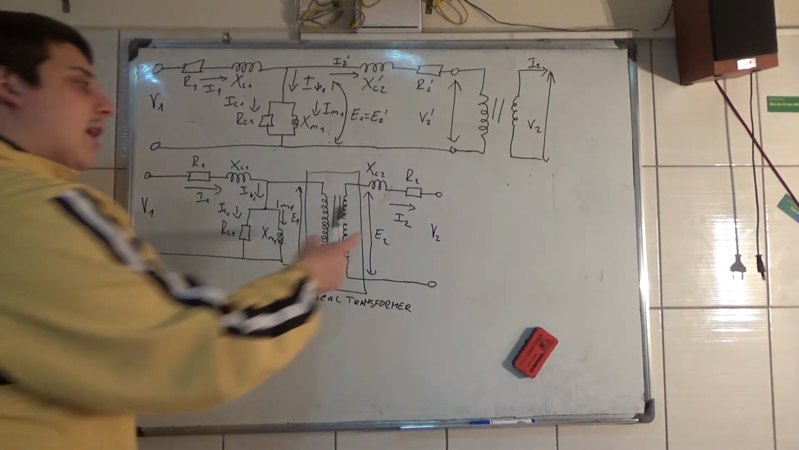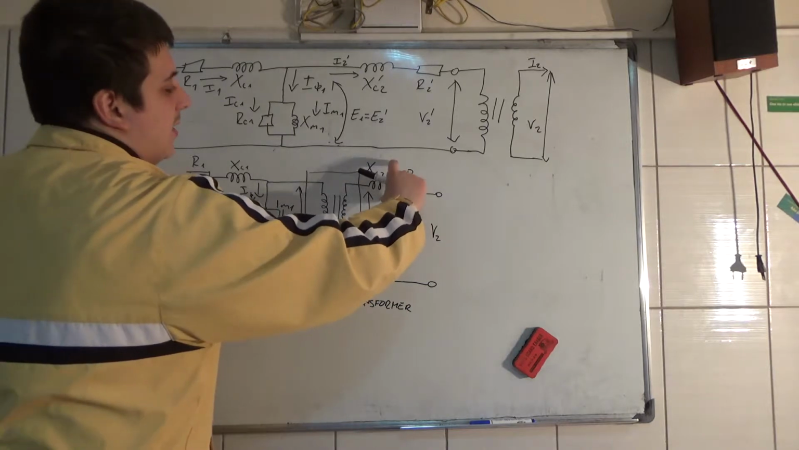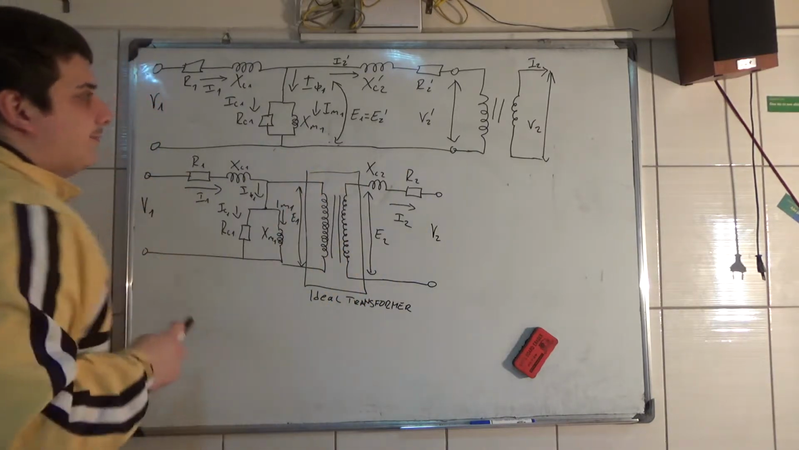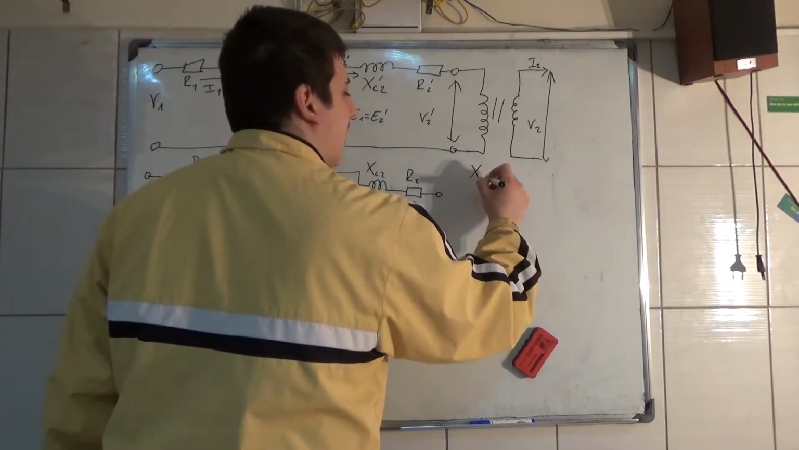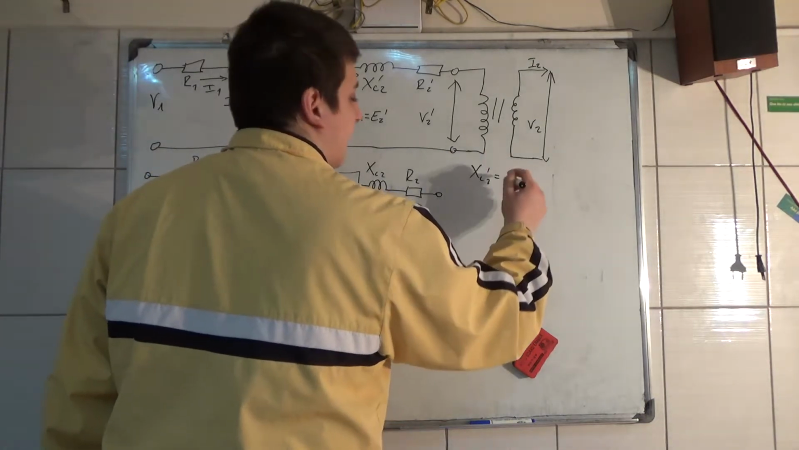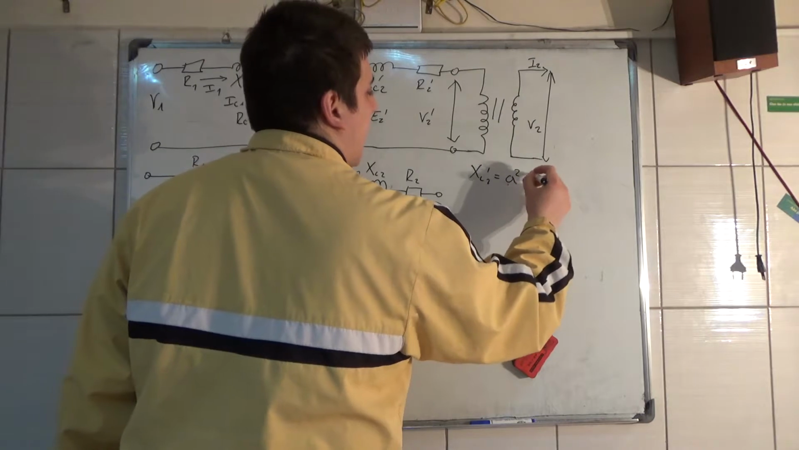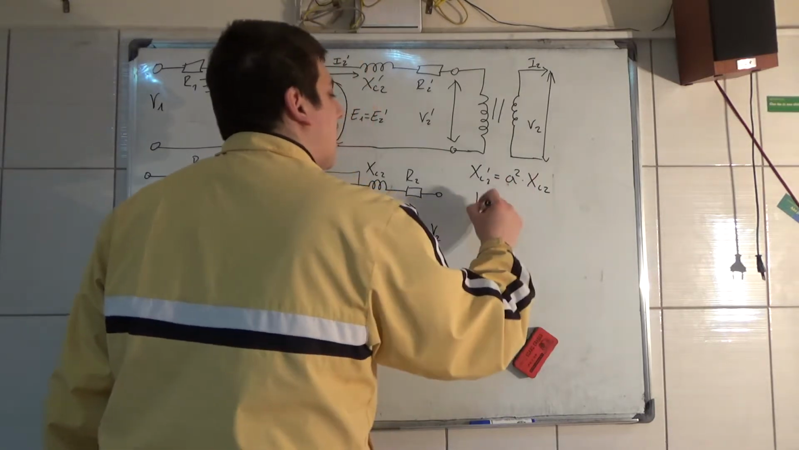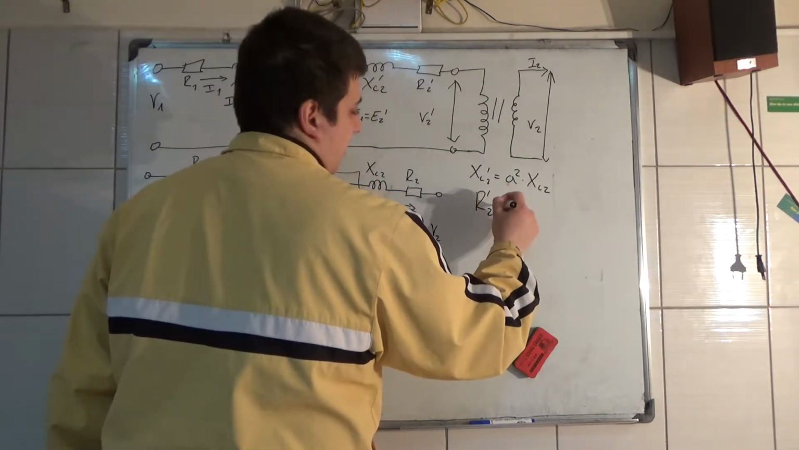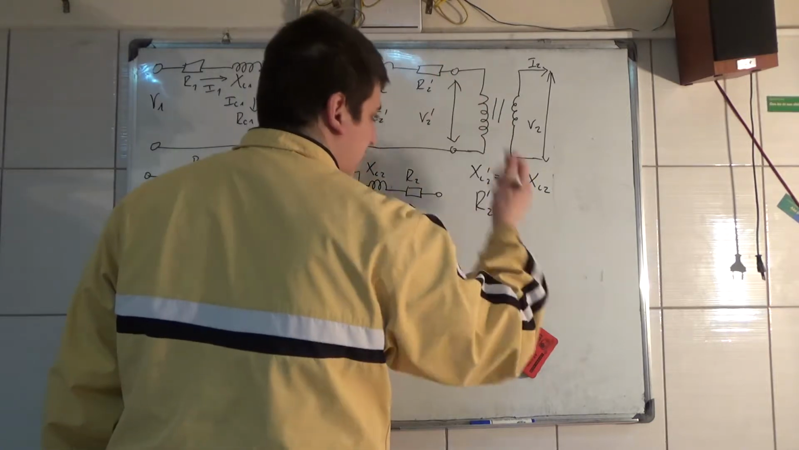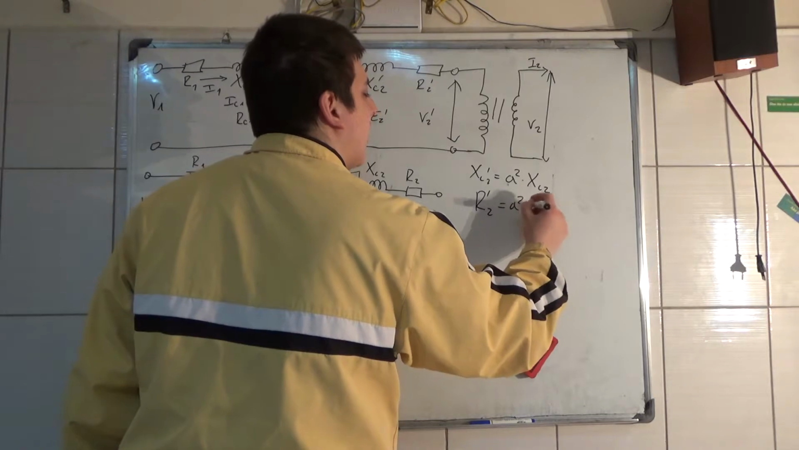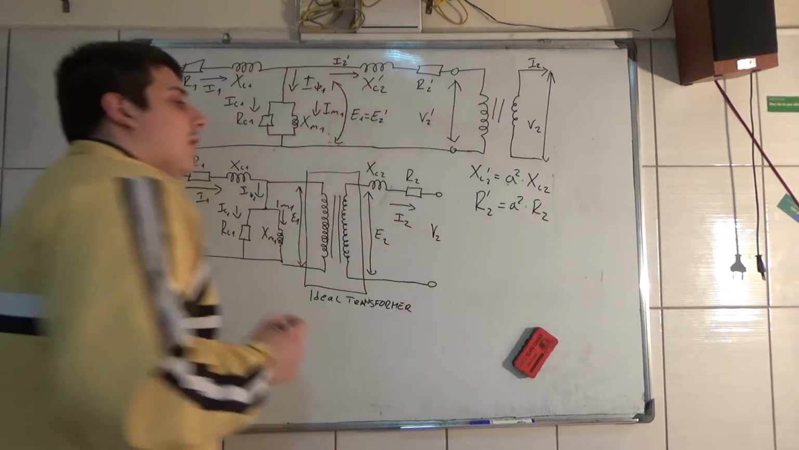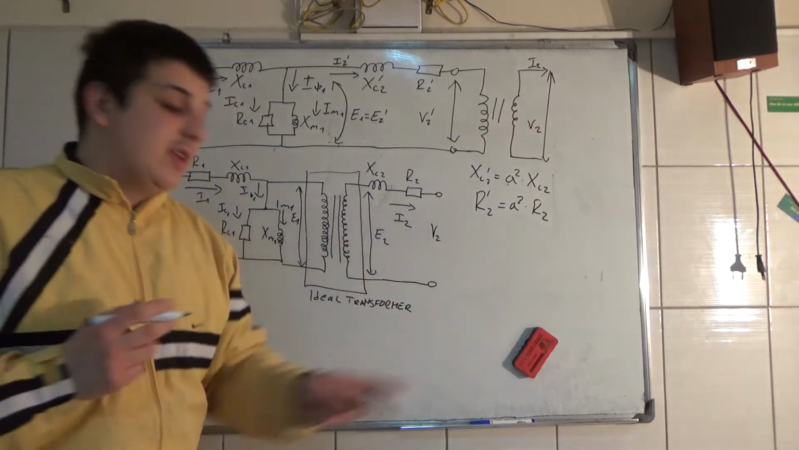Now what have we done? We made an impedance transfer from here to here, and XL2 prime is equal to A squared times XL2. R2 prime is equal to A squared times R2. This is the impedance transfer.